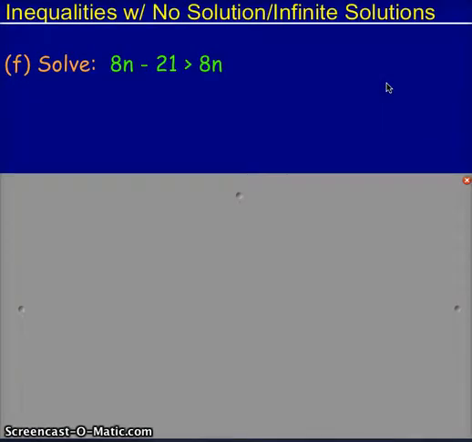Okay, now just like we looked at equations with no solution or infinite solution, the same thing happens with inequalities. So let's look at a quick example here. If I subtract 8n from both sides to bring my variables to one side, that would cancel out. I'm going to do the same thing here, and you'll see that I'm left with negative 21 is greater than 0.